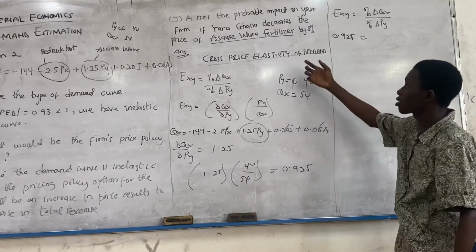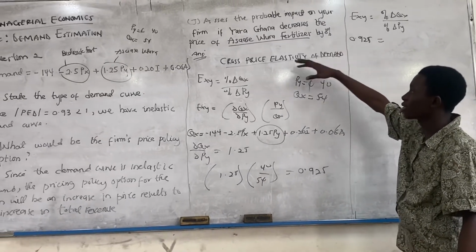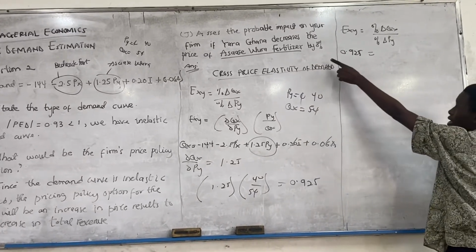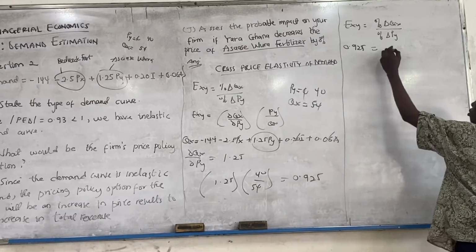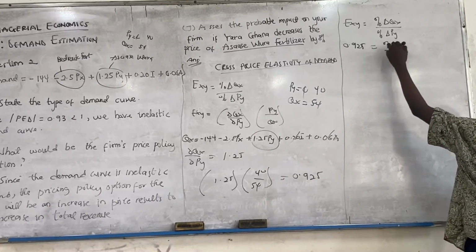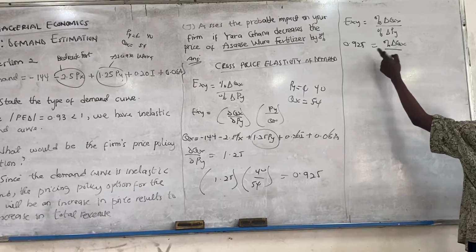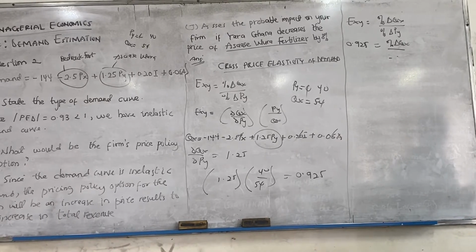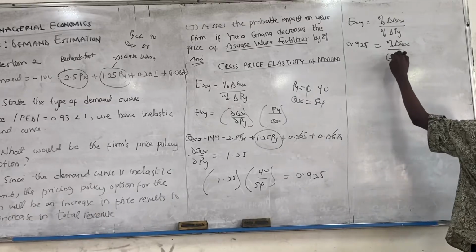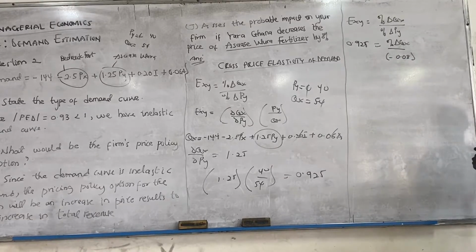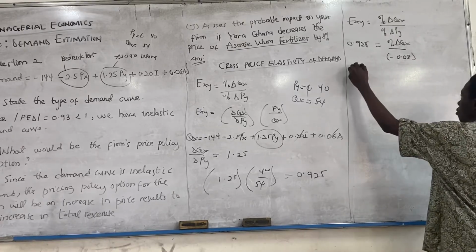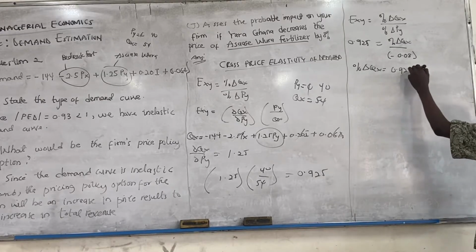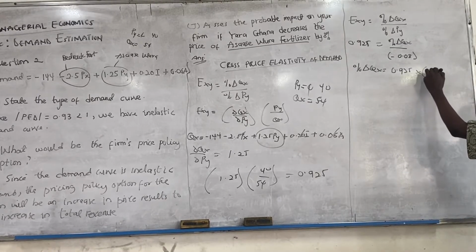You are finding what? The impact on your firm if Yara Ghana decreases their price of Asasura fertilizer by 8%. So the percentage change in price was given as 8%, meaning it was a decrease. So this is how we do it. We maintain this as a decrease, negative 8%. 8 divided by 100, so negative 0.08. Okay. So we are finding this. So we have 0.925 times negative 0.08.